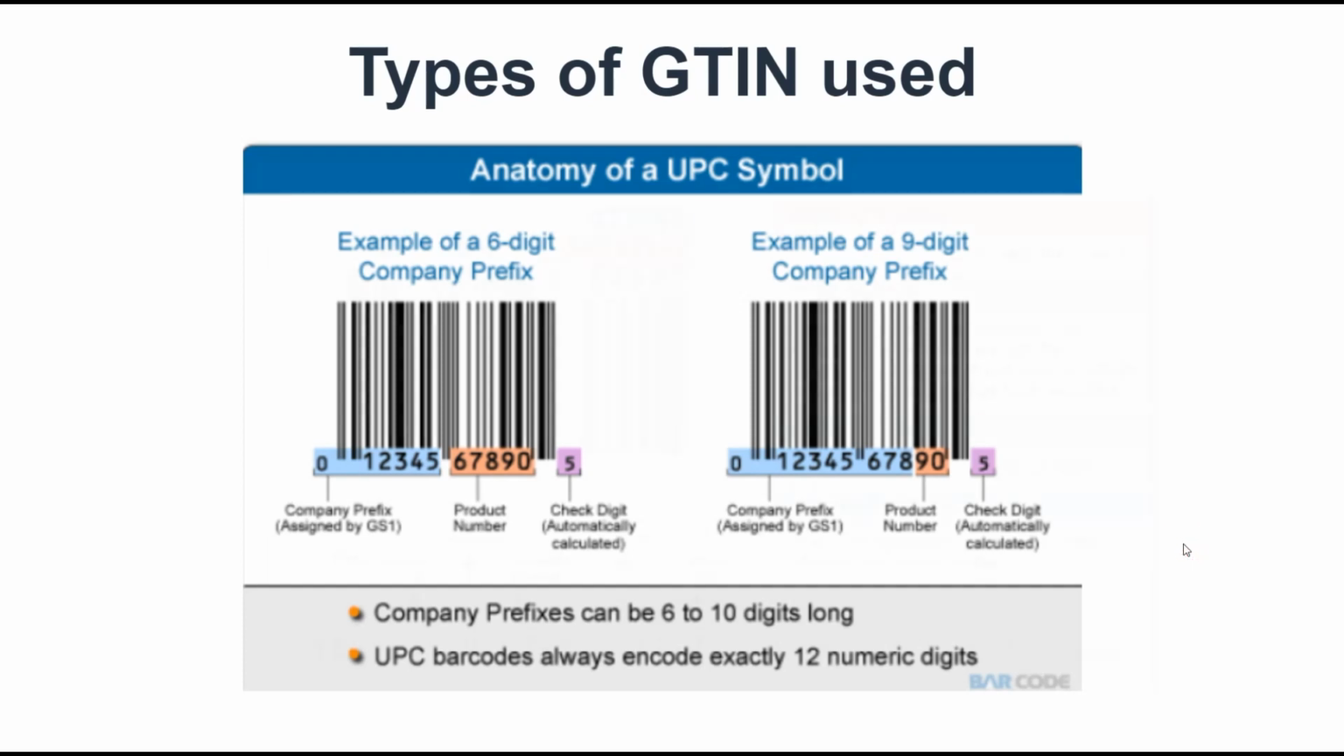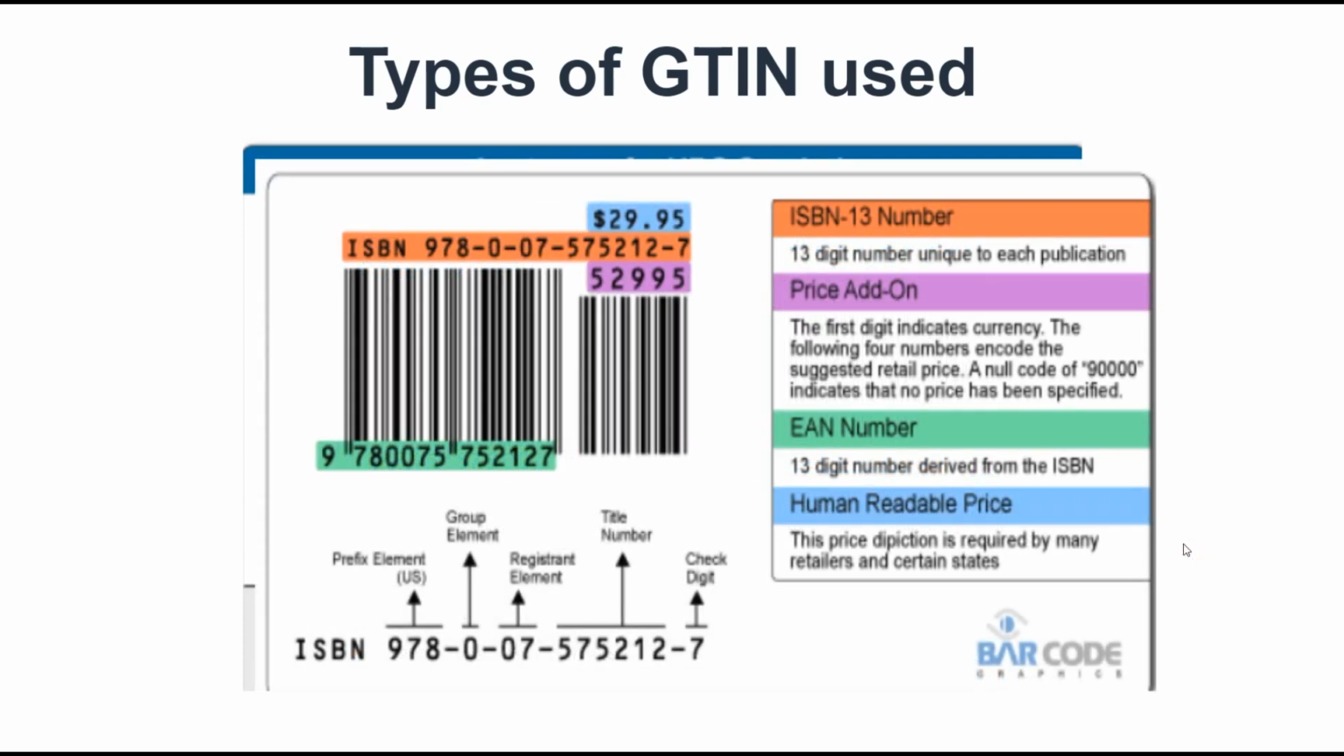Next type is ISBN, the International Standard Book Number. ISBN is specifically only for books and it is a 13-digit number that uniquely identifies books and book-like products published internationally. Again, the bifurcation of this number is done on the basis of prefix element. That prefix is based on the country. Then there is a group which categorizes the book, and there is a registration element, the title, and the last digit that is generated automatically.